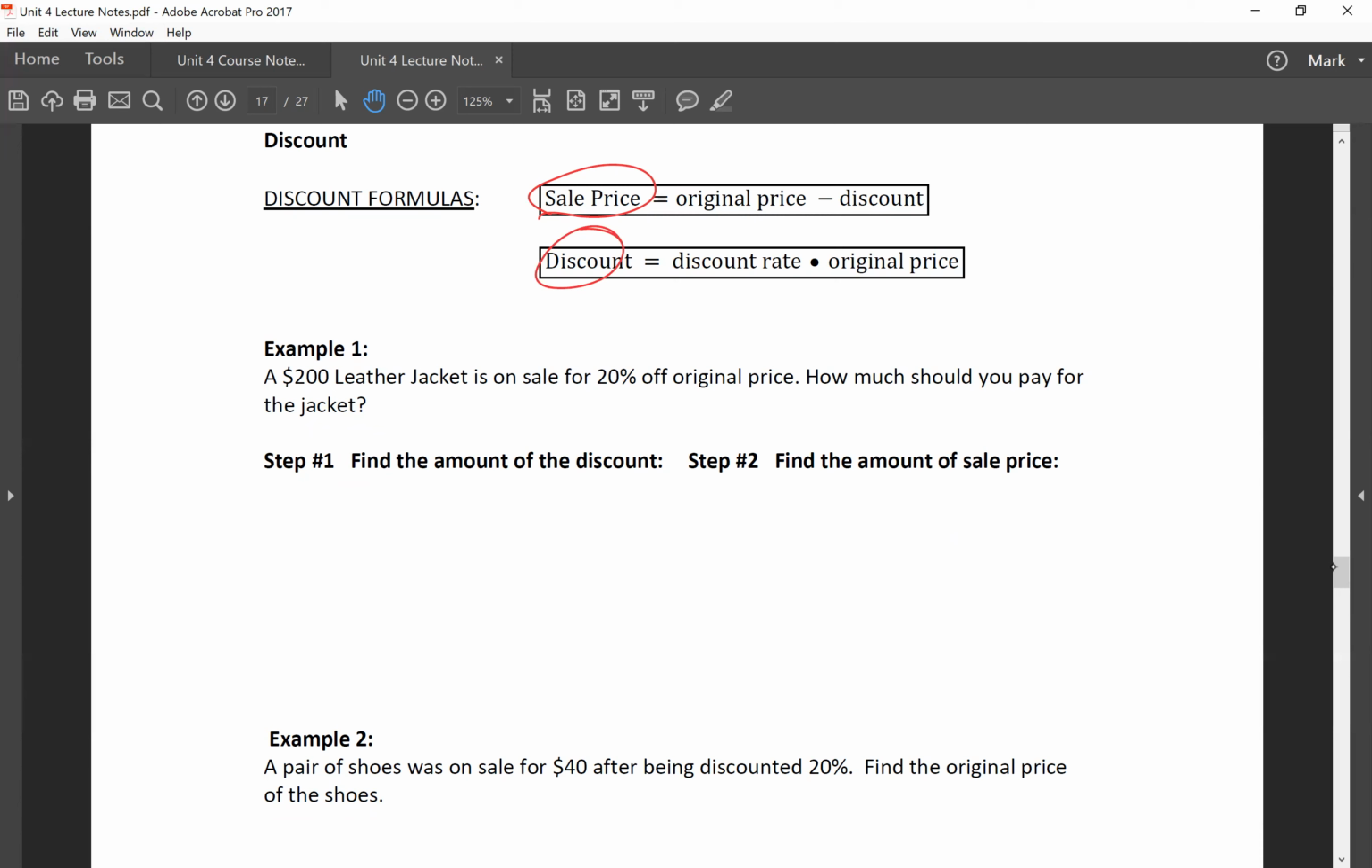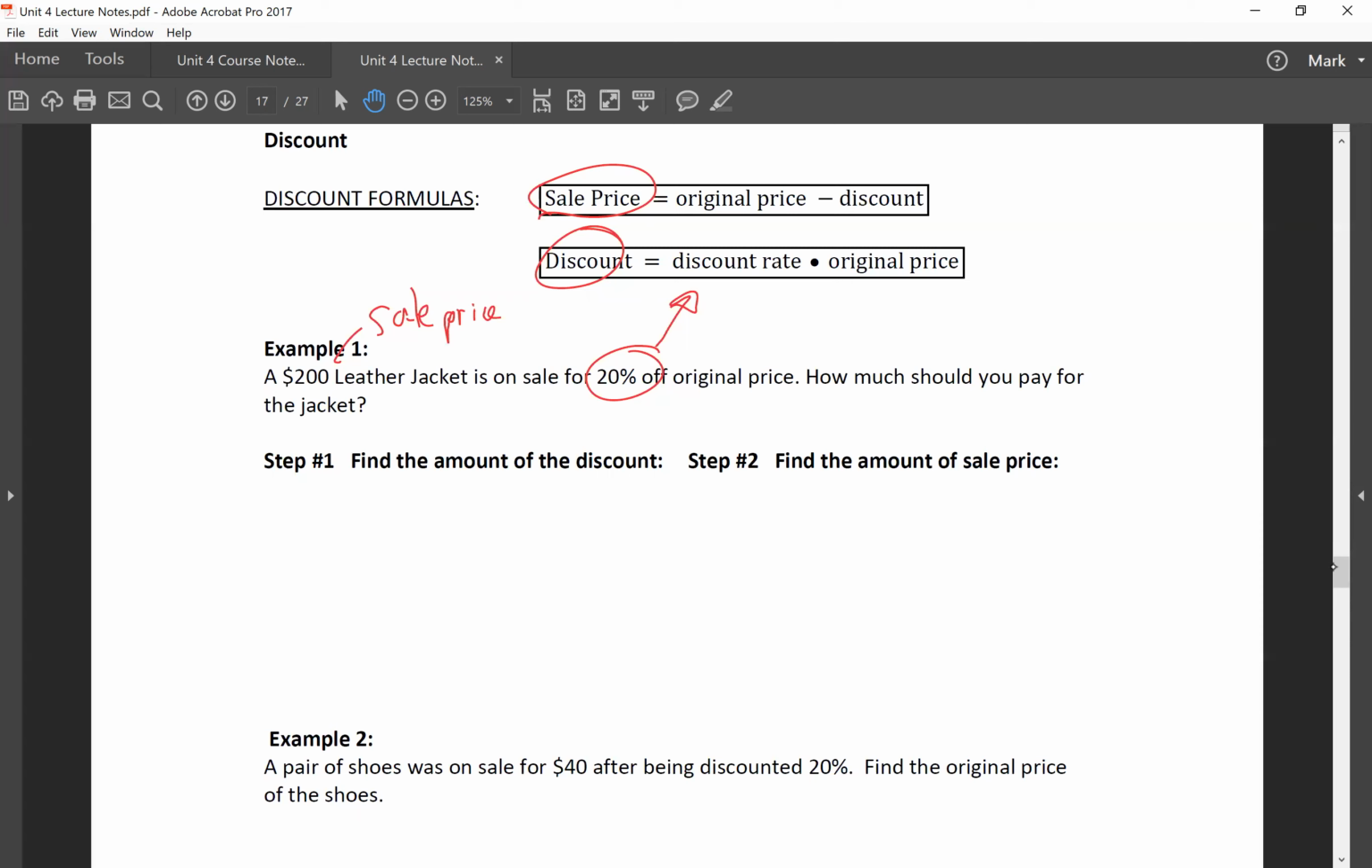So a $200 leather jacket, that's my sale price or selling price S, right? Selling price, sale price, same. It's on sale for 20% off. Now, this is a percentage. This is my discount rate. How much should you pay for the jacket?